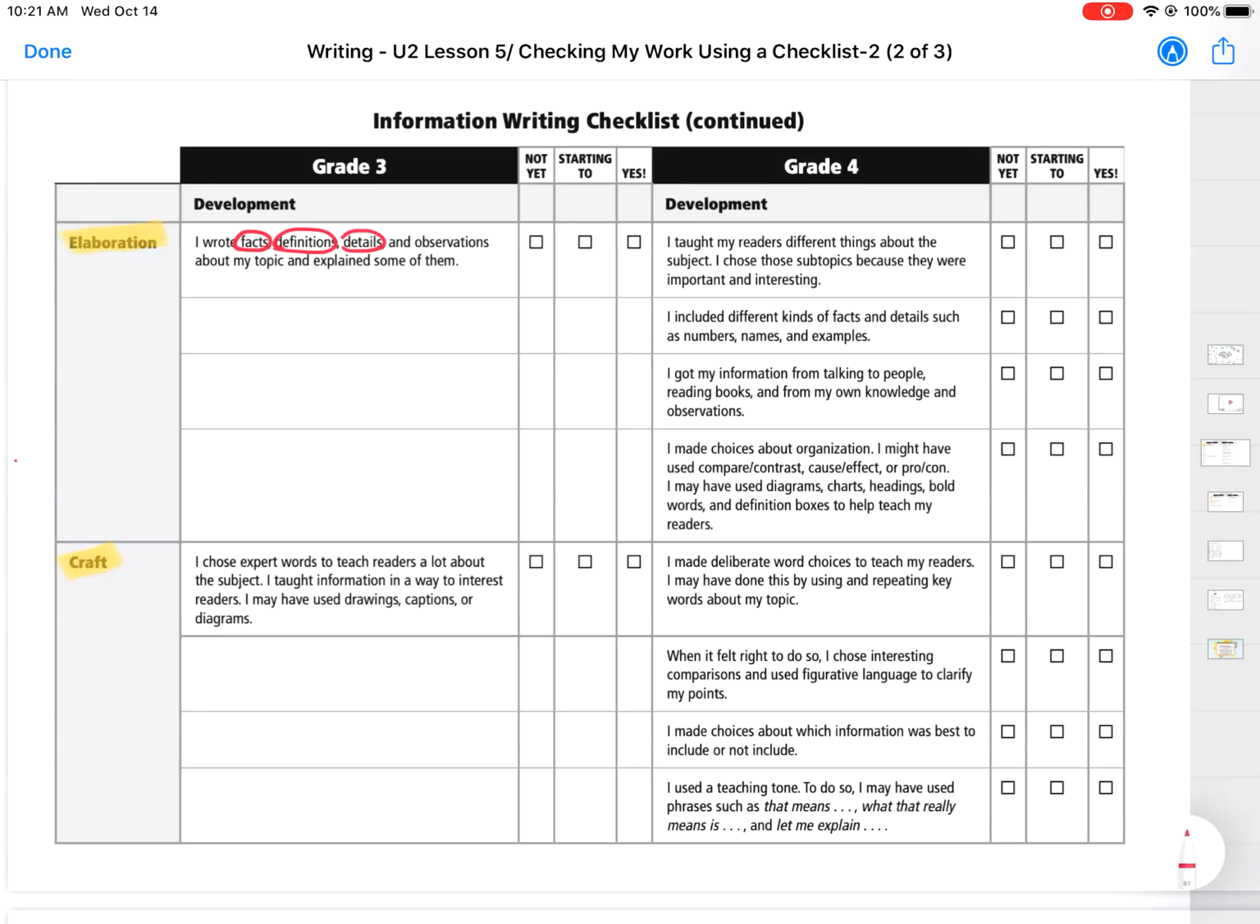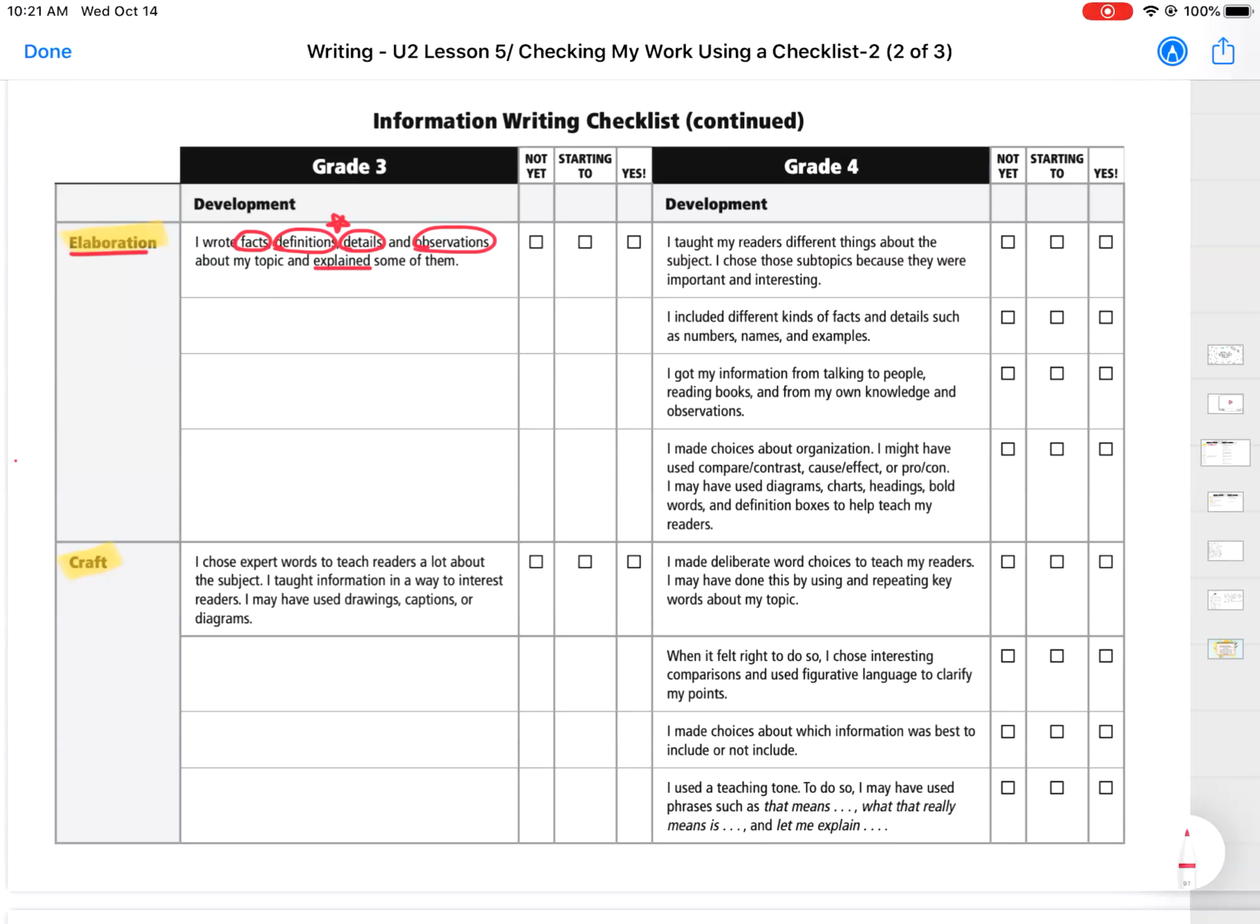Yes, I know that a lot of you have included your facts and definitions and details and observations, but my point for this item is: did you include a lot of details and did you explain about it, or did you just include a lot of information on your writing and just leave it there? It's important that you elaborate your points.